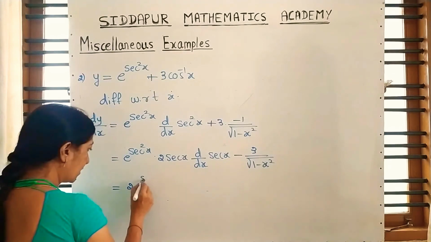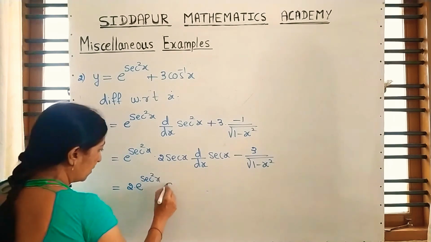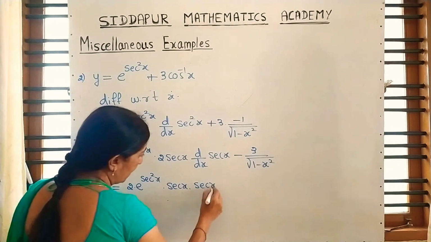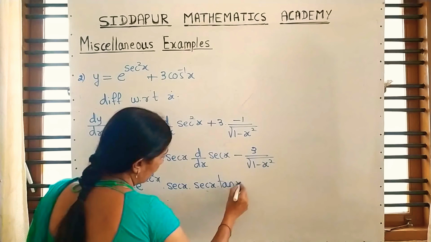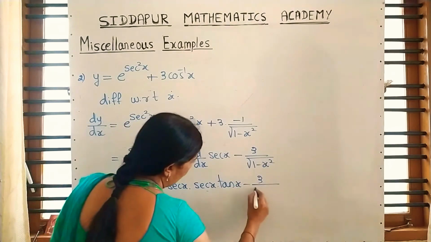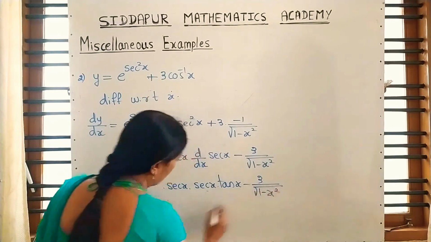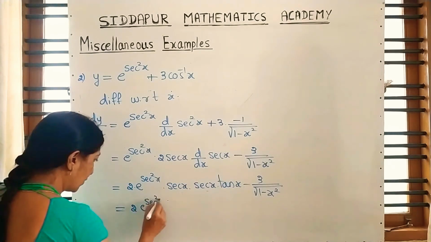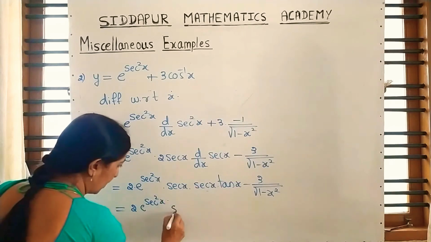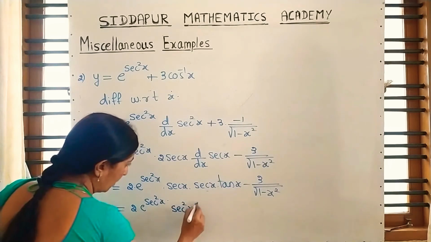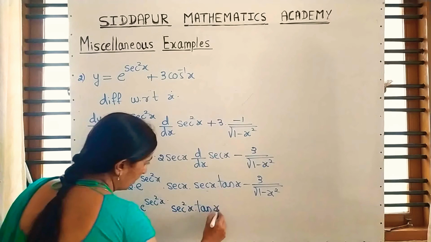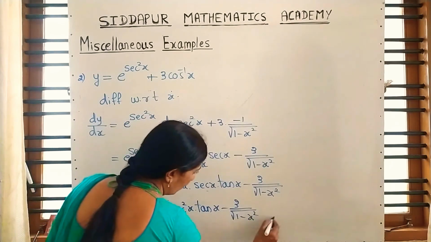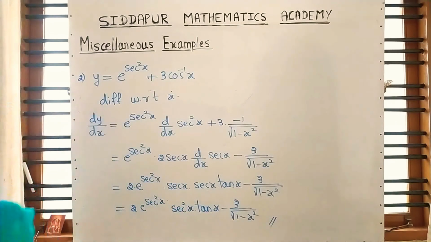2 into e raised to secant square x, secant x as it is. Differentiation of secant is secant into tan x, minus 3 upon root of 1 minus x square. Simplify. 2 into e raised to secant square x, secant x into secant x is secant square x into tan x, minus 3 upon root of 1 minus x square.